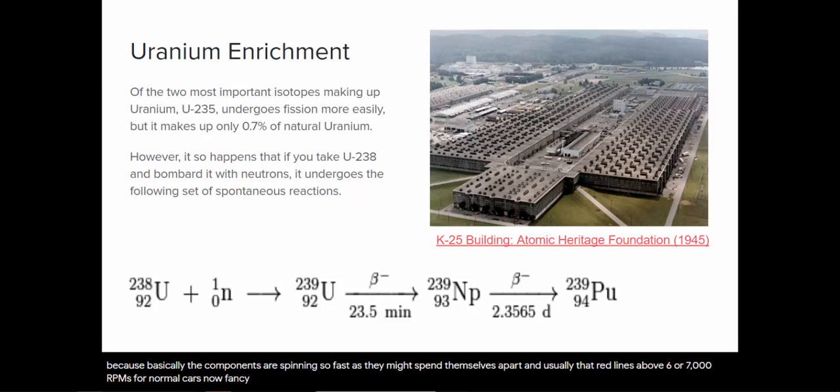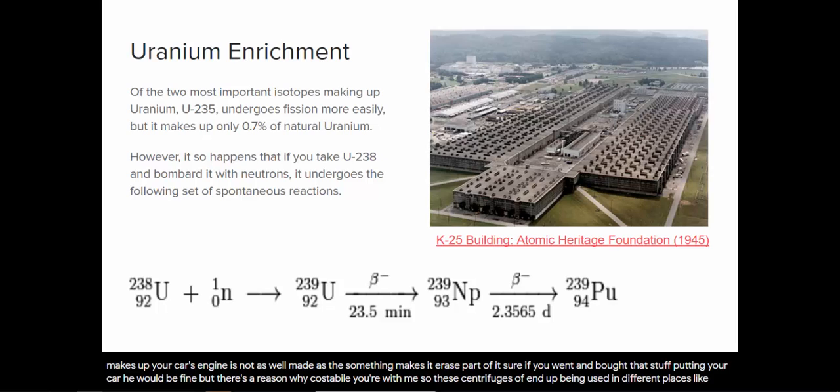Now, fancy race cars, like Formula One cars, their stuff is designed to run at a higher RPM, and so they can run at like 15 or 16,000 RPMs, whereas your car would definitely explode at that. But the whole deal is like, why can't my car do that? Well, it's just that the stuff that makes up your car's engine is not as well made as the stuff that makes up a race car engine. Sure, if you went and bought that stuff and put it in your car, it would be fine. But there's a reason why it costs more. You're with me?